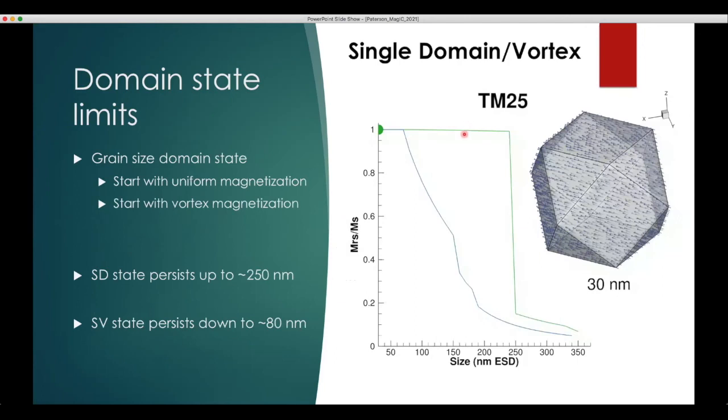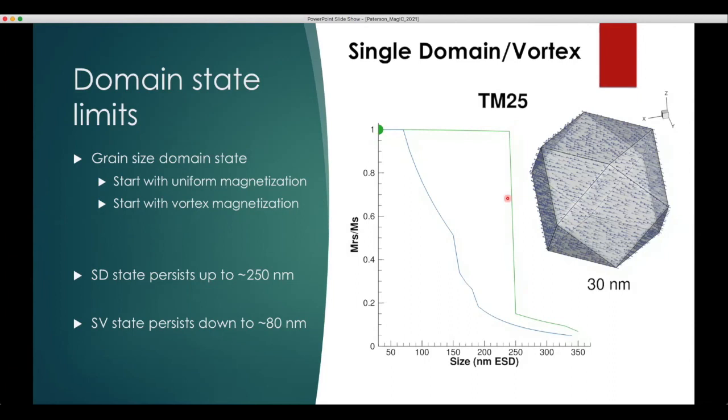So essentially what we're doing here is what we call a double grain size hysteresis. We start with a particular grain volume or grain size, and we give it a uniform magnetization, and then we find the minimum energy solution and characterize the domain state of that solution. We then increase the grain size and repeat that process, until we see this transition, where we start from a uniform magnetized state, but the minimum energy state is a vortex state. And that tells us the largest grain size at which a single domain state is energetically favorable.